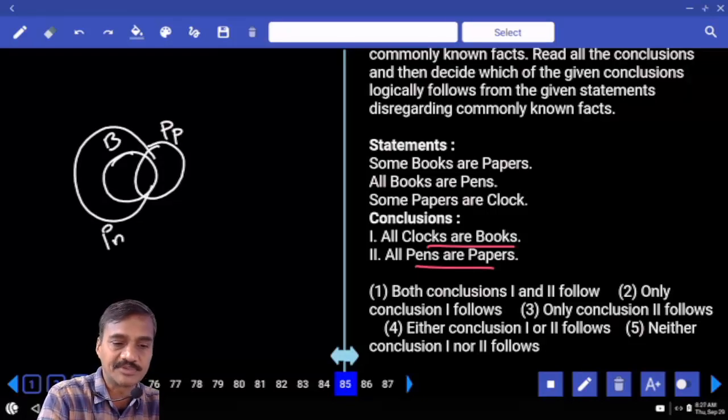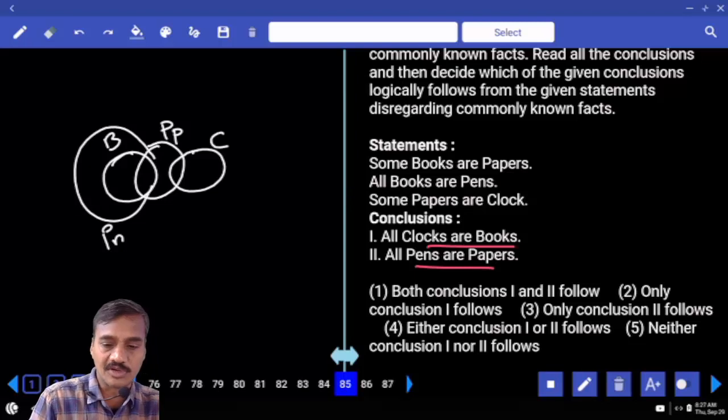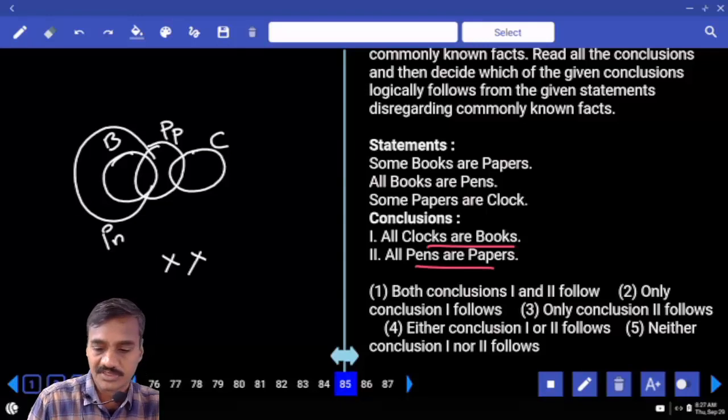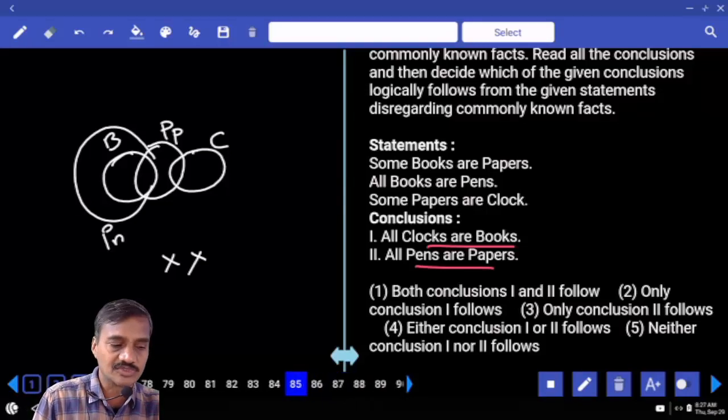And next one, some papers are clocks. Some of the papers are clocks. All clocks are books is false. All pens are papers is again false. Hence neither 1 nor 2. Choice 5, question number 85.